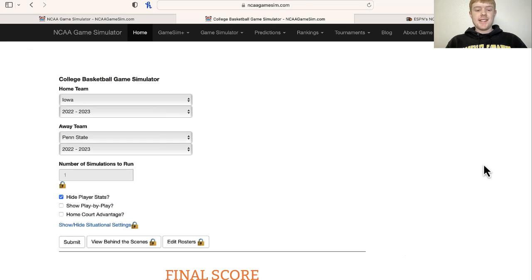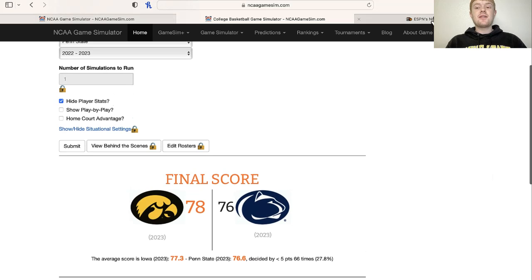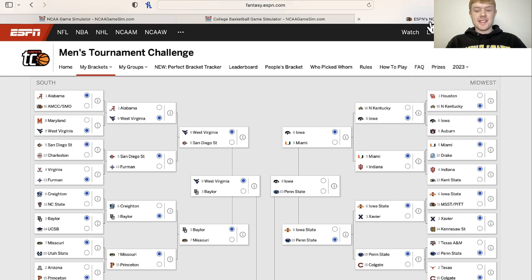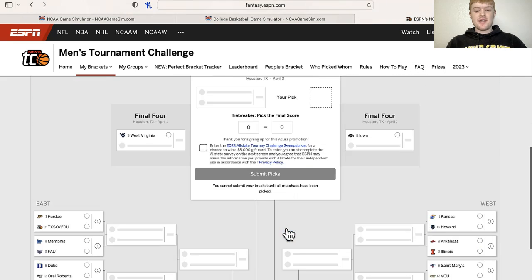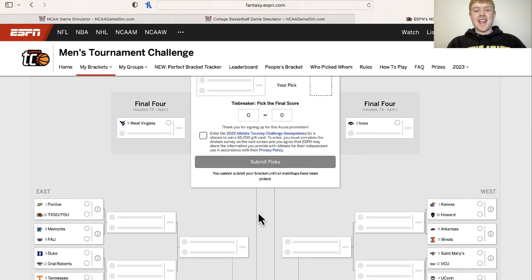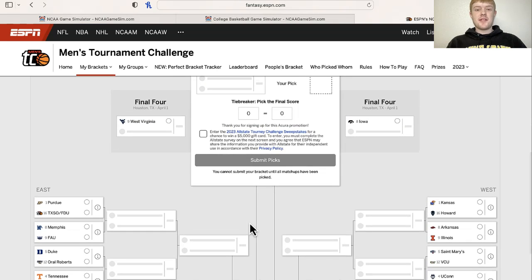And the winner is Iowa. Iowa beats Penn State by 2. We've had some close games recently, so Iowa moves on to the Final Four. And we have a 9 seed and an 8 seed in the Final Four. Let's move on to the next region.